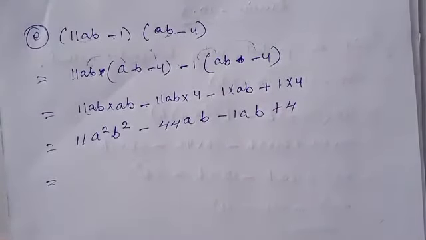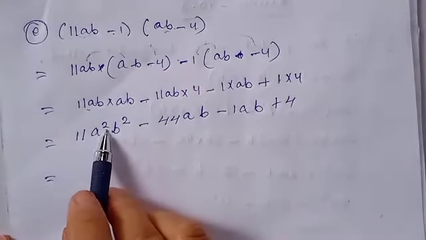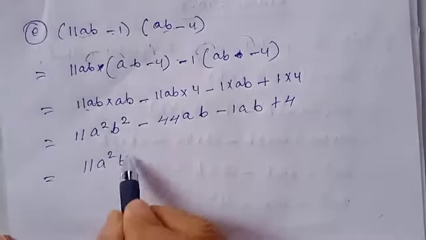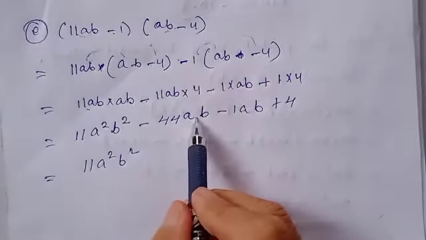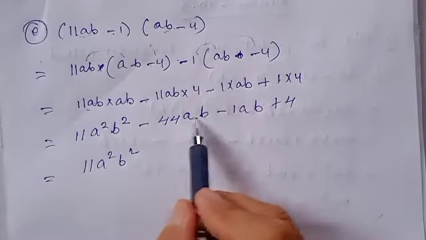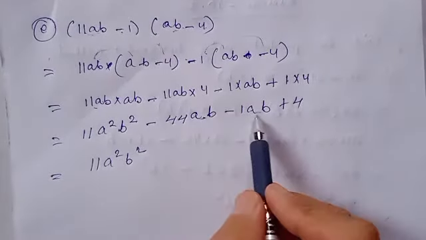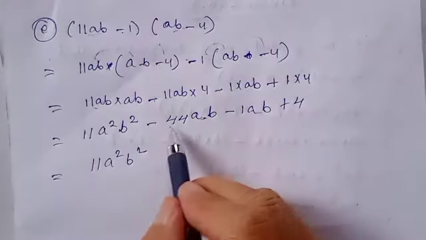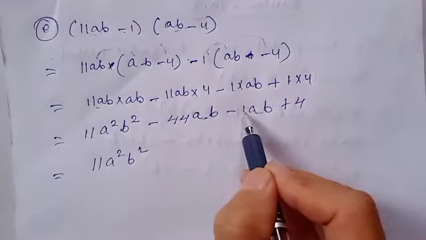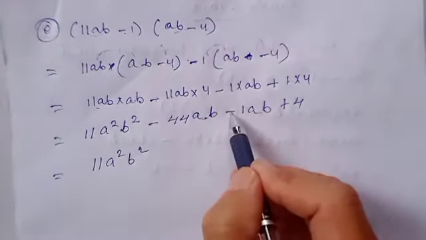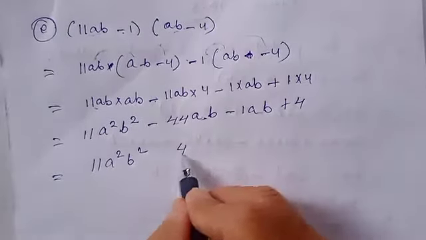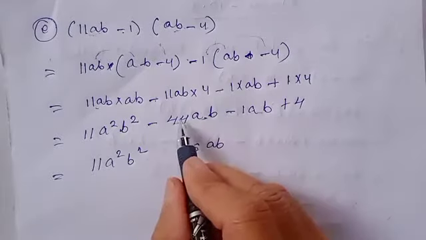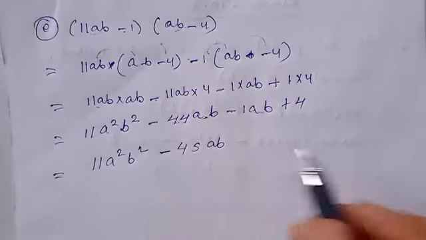Okay, now let's check like terms. A square B square, it has only one term, so your answer is 11 A square B square. AB we have two terms, that is minus 44 AB and minus 1 AB. AB same, this is a like term, so we can either add or subtract. Let's check it out. 44 AB this is negative, 1 AB this is negative, then minus into minus is plus, so 44 plus 1 is 45 AB, and is this plus or minus? Greater number is 44, this is negative, so you write minus.